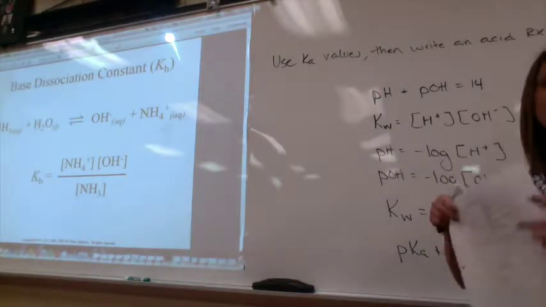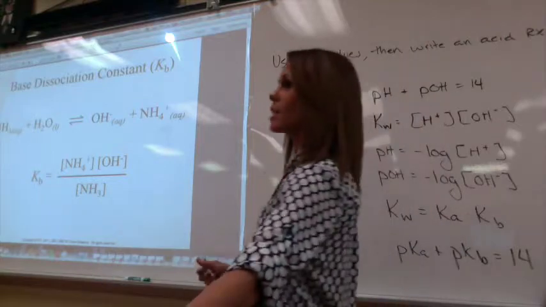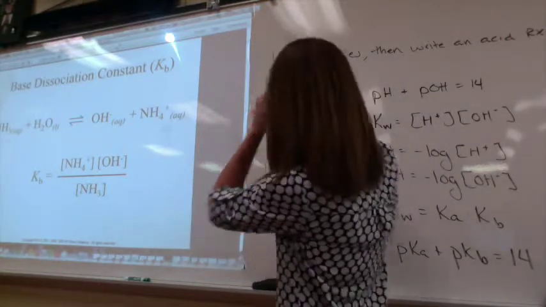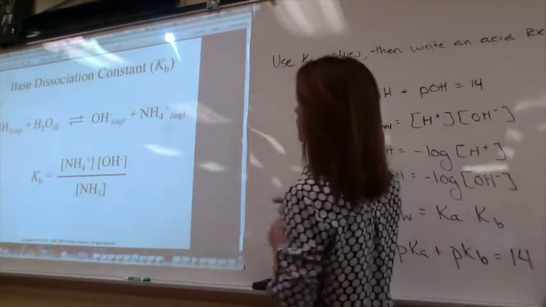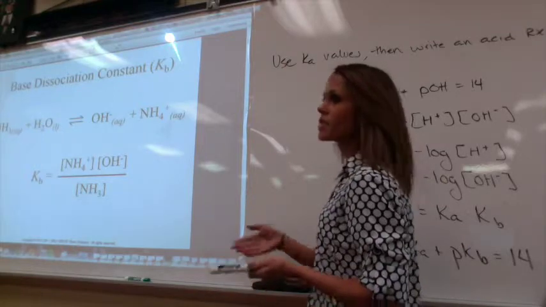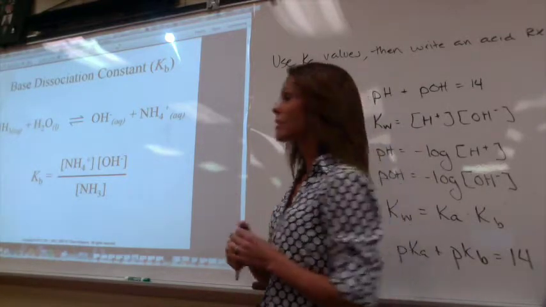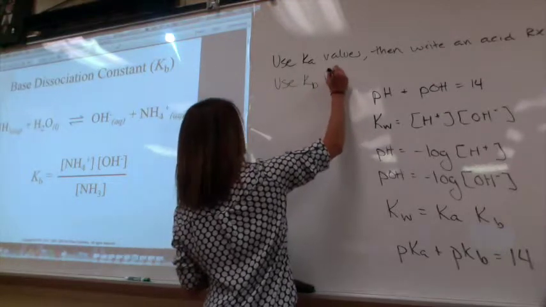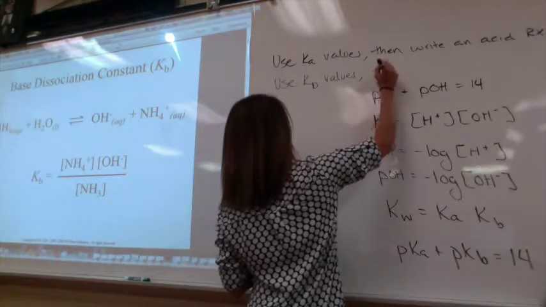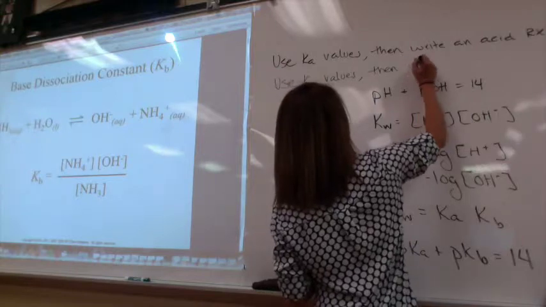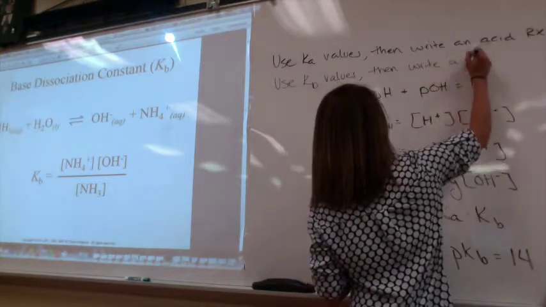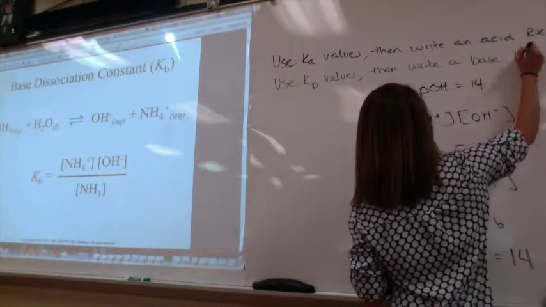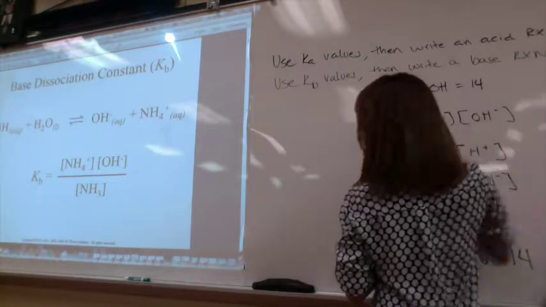All right, so a base dissociation constant. This is what I was saying before. You can use Ka values, but then you write an acid reaction. If I'm going to use a Kb value, then I need to start with a base reaction, right? So use Kb values, then write a base reaction. That means that you have to start with the base.